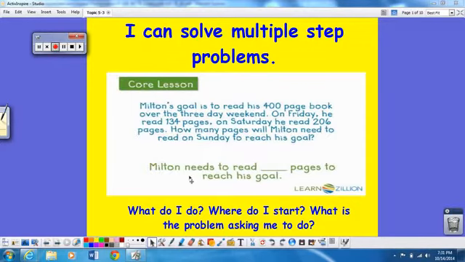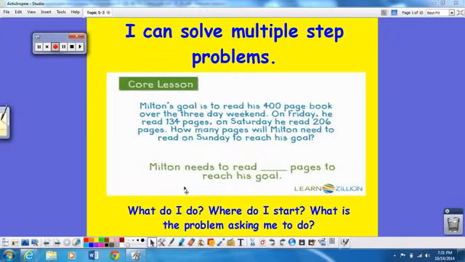If there's anything I could get you to understand in today's lesson, it would be that word problems become so much easier to solve when you stop, take your time, and ask yourself a few questions. So we're going to start with the word problem you see here on the slide about Milton. And if you'll just read along with me as we solve this problem.